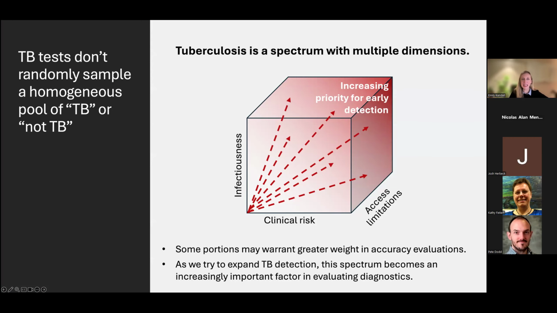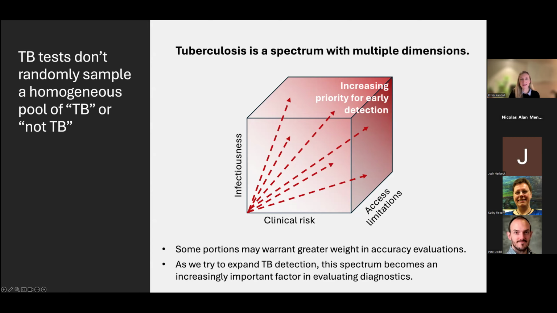the fact that TB is a really broad spectrum of disease, and we could define that spectrum along a number of different dimensions. I've chosen 3 here that are all related to different aspects of why we might care about improving diagnosis for a given subset of people with TB. And you can define TB severity along clinical risk, who's at risk to have poor clinical outcomes if we don't find them.